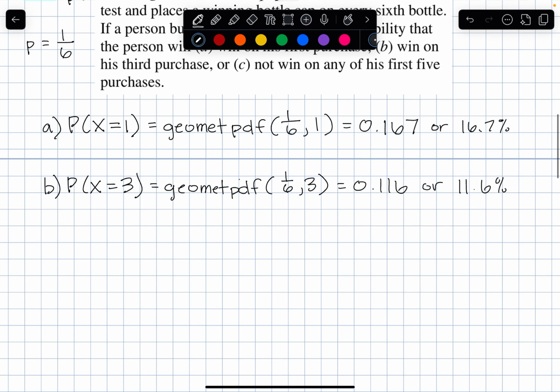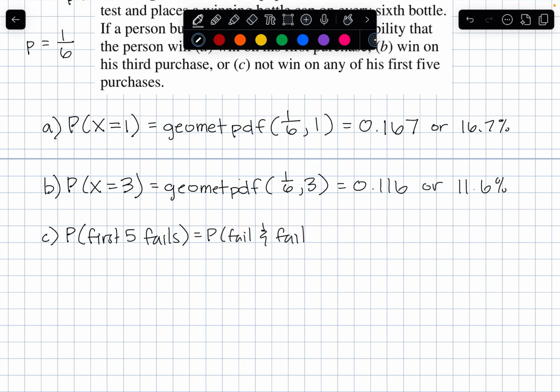Last one. C says did not win on any of his first 5. So P(first 5 fails). And this one, I don't think we want to use geometpdf. I think we want to use what we know about the multiplication rule. This is P(fail and fail and fail and fail and fail), 5 times, right?